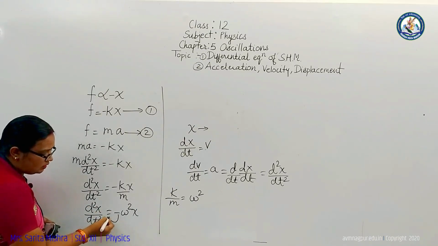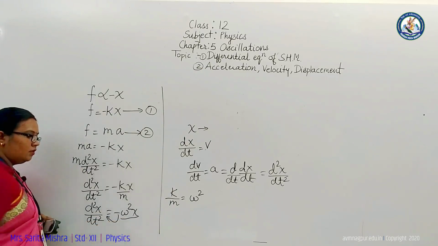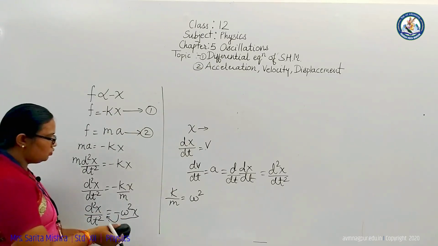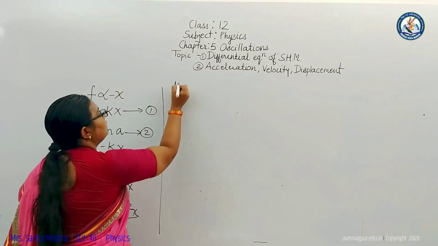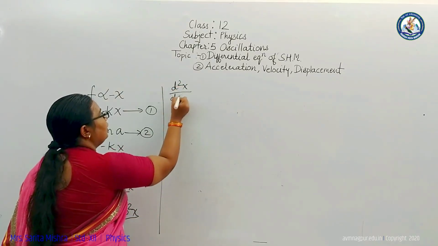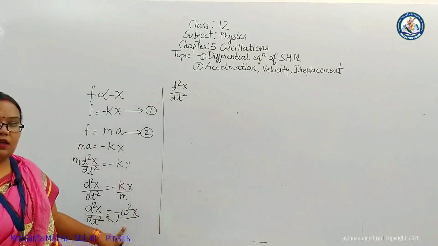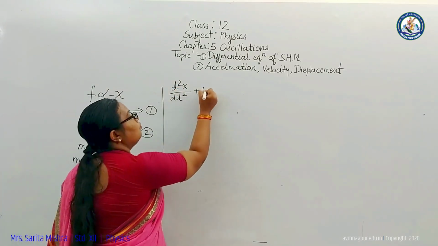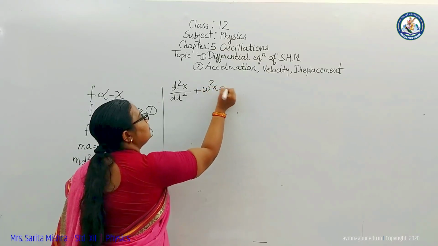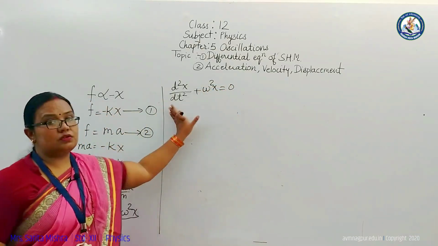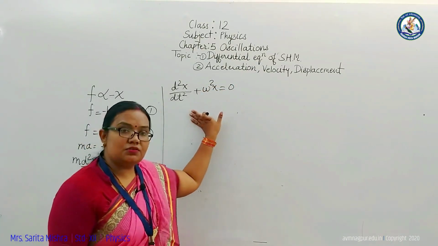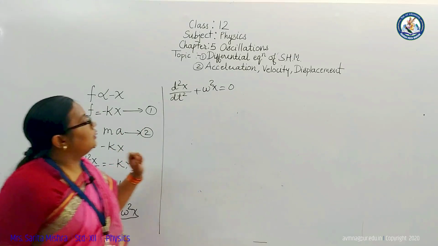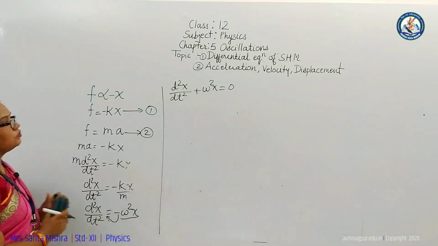Now when the minus sign goes to the other side, d2x by dt square plus omega square x equals 0. So actually this is our differential equation of simple harmonic motion.